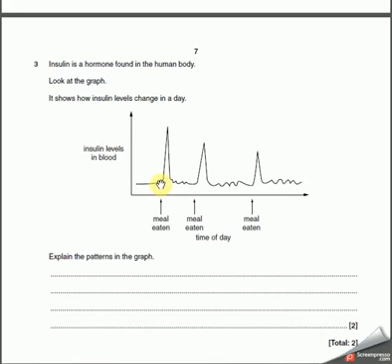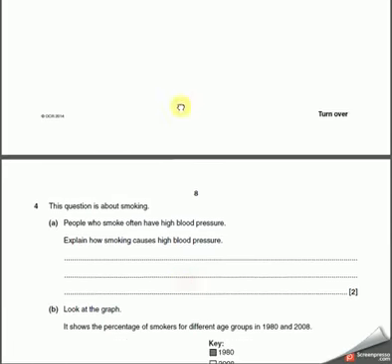And explanation is, why is it happening? So you can see that every time a meal is eaten, insulin levels increase because every time you eat a meal, there's more glucose in the blood. So therefore, more insulin is released by the pancreas. Okay, that's the explanation. See the difference?